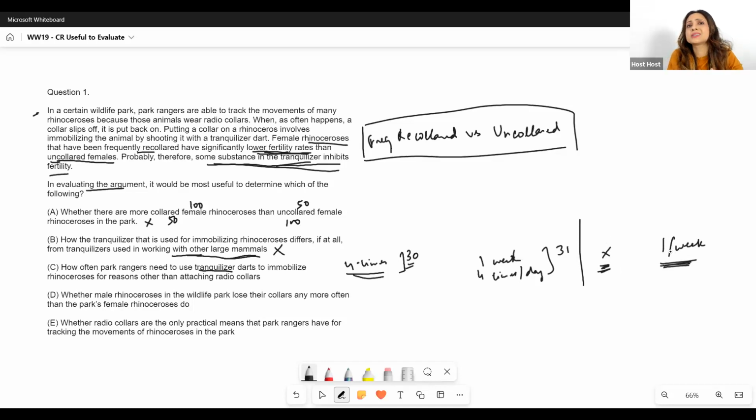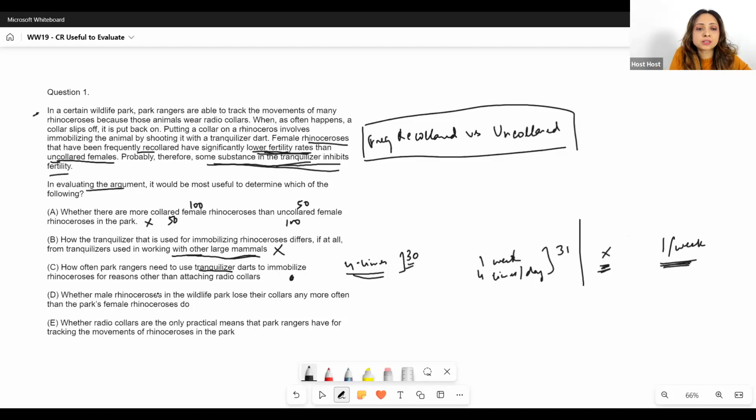Look, it will not establish whether it is a problem in the tranquilizer, right? It is only useful to evaluate. It will help us get more data, right? This is certainly useful to evaluate. All right. So we'll hold on to this.